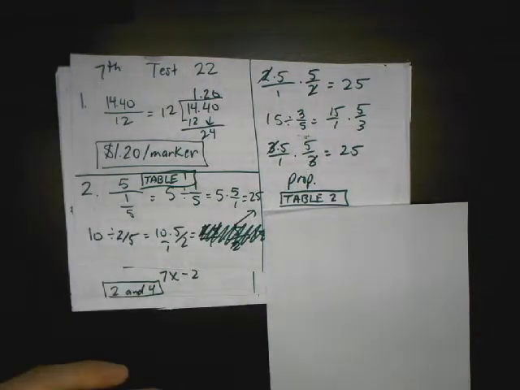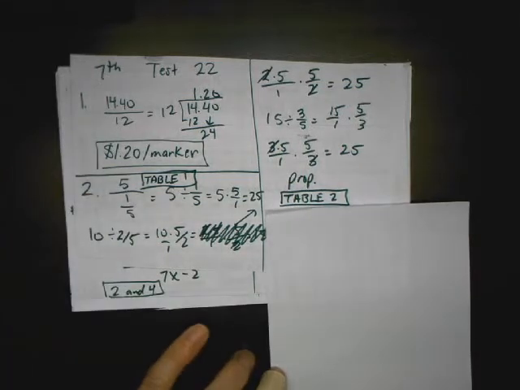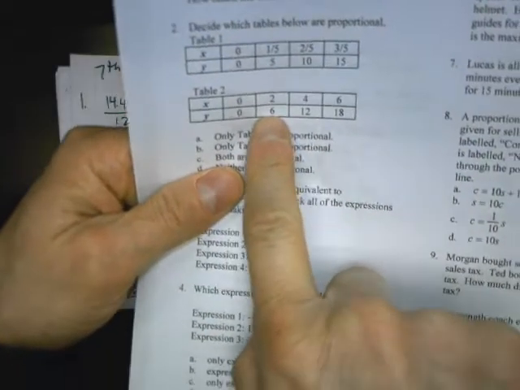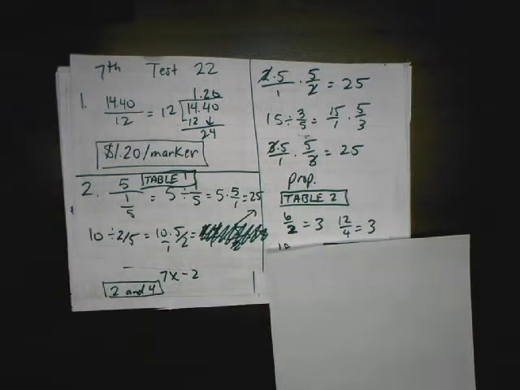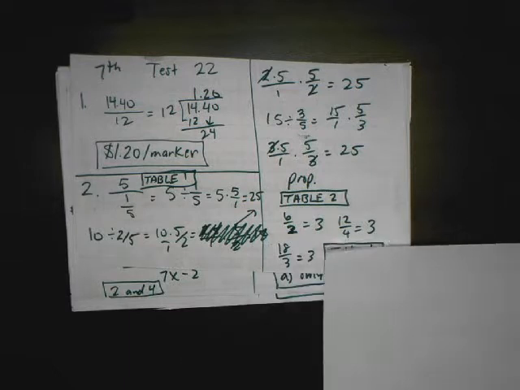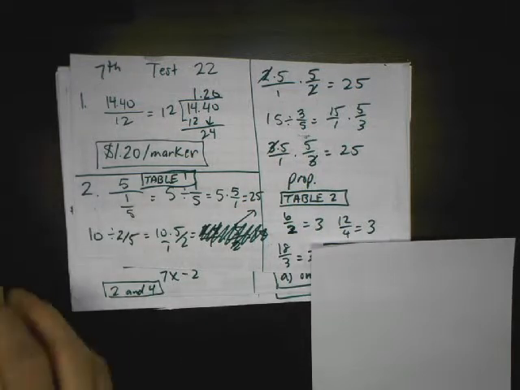Let's look at table number 2. Table number 2, we have another table, and then we just do the same thing. We put y over x every time. Fortunately, we don't have fractions this time. So if I just put 6 over 2, I get a ratio of 3. I test the next one, 12 over 4, ratio of 3. And the last one, 18 over 6.